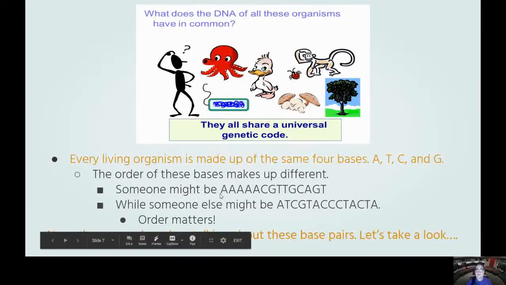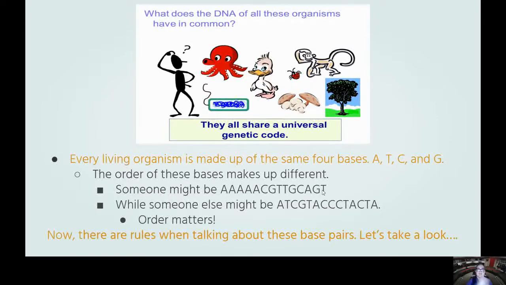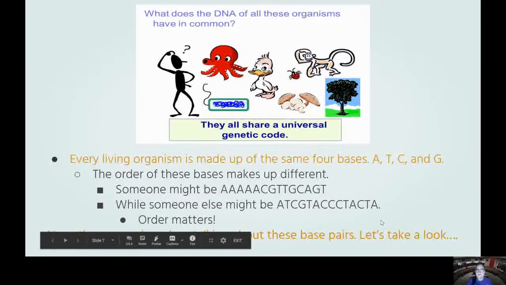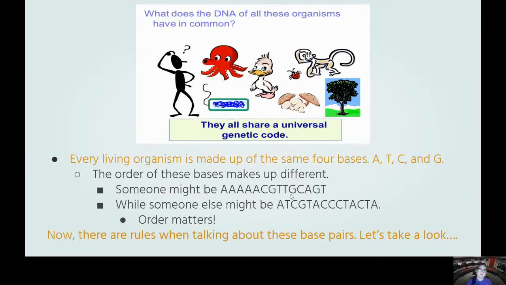So somebody could have this first reading in their ladder, while somebody else may have this in their ladder, right? And so the order in which you put those A's and C's and G's and T's, that is what makes us different. And I know it feels like there could only be so many combinations. How are we so different? Well, like I said, that strand could be about 2 meters tall. And when it's all crumpled up together, it fits inside of the nucleus of a cell.